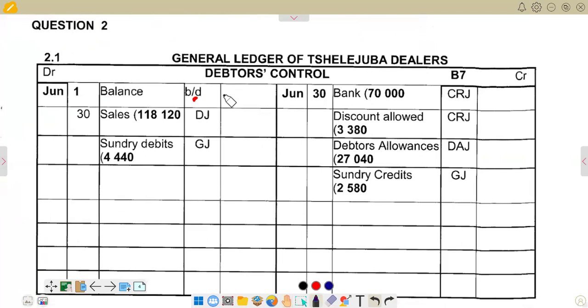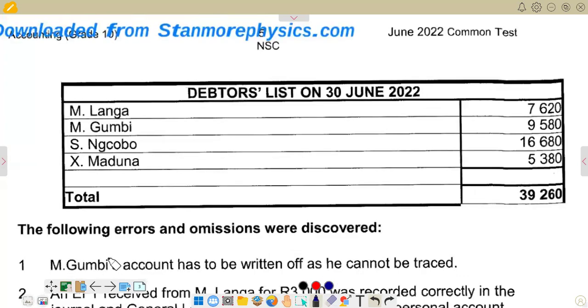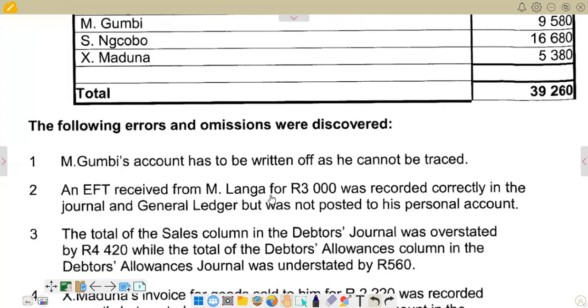So we are here, and we are saying we have got 26,920. And then we check again, let's try to see in terms of sales, what are we supposed to enter. Remember, we also have additional information that we have to respond to according to the adjustments. Remember, we are given information here which is saying the following errors and omissions were discovered.